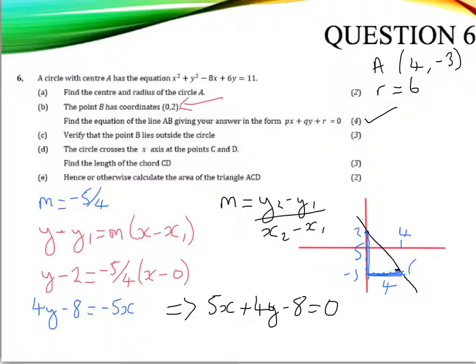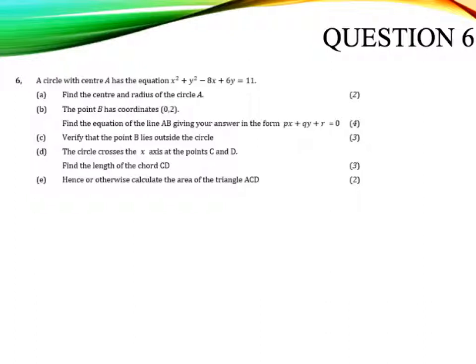Let's move on to part C then. Verify that the point B lies outside the circle. And again, this question has no picture drawn for me at all, so I'm just going to draw again a very quick sketch of what's going on here. My circle had centre at 4 minus 3, which I'm going to say is down here. So we've got something that's going to look a bit like this. Just do that bit again. I made a mess of that.